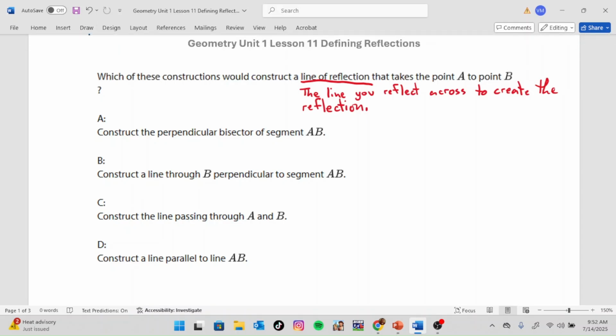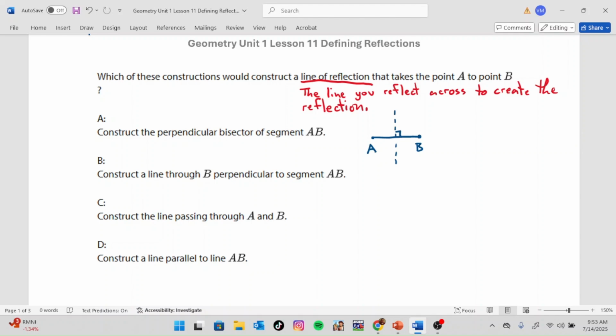Option A, construct the perpendicular bisector of segment AB. So we're just going to take point A, point B, and draw a line connecting them. Now, if I do the perpendicular bisector, that means I draw a line exactly halfway between them, and it needs to be at a 90-degree angle.